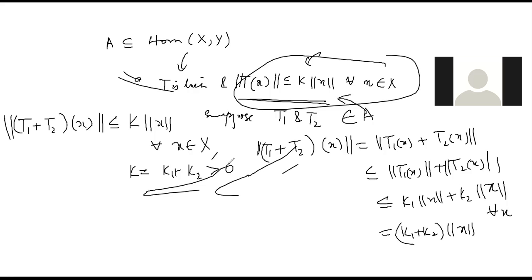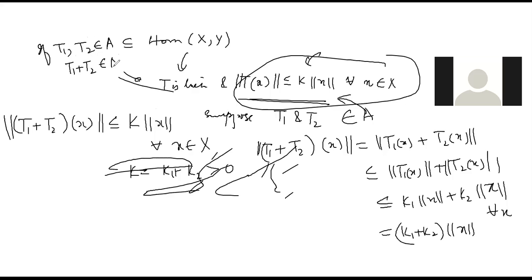ये क्या हो रहा है? Okay. हाँ ठीक है. So it means that अगर T1 T2 A को belong करते हैं, so if T1 T2 belong to this A, then its sum also belongs to this subset of mappings, linear mappings. So because उसकी भी ये property होगी, of course sum of two linear maps is linear, तो ये linear भी होगा और उसकी ये property भी होगी.